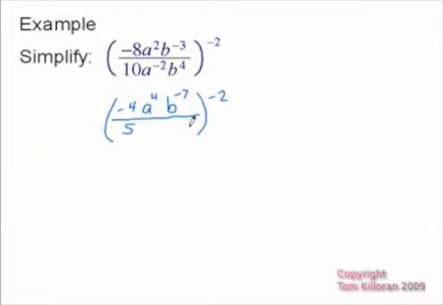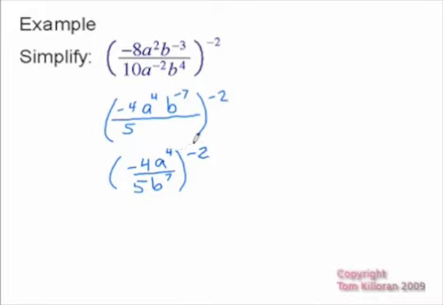Alright. Now, I would still want to work on the inside. I don't really like this b to the negative 7, so I'm going to drop that to the bottom. So we're going to get negative 4 a to the fourth over 5 b to the positive 7, and then this whole thing is raised to the negative 2.